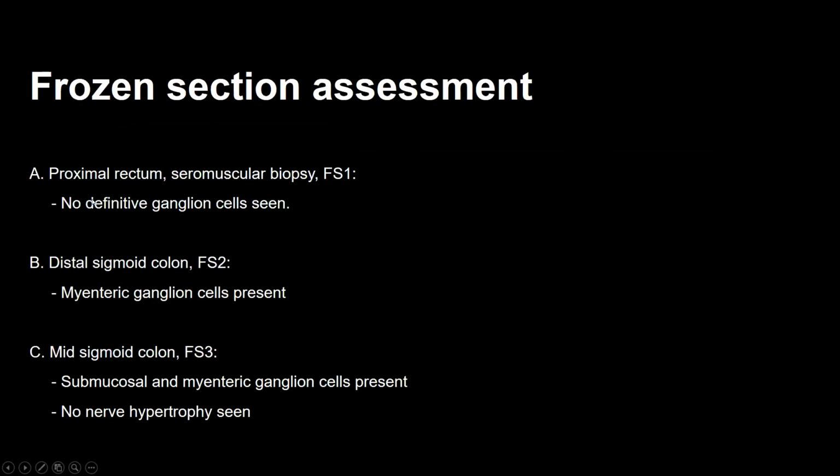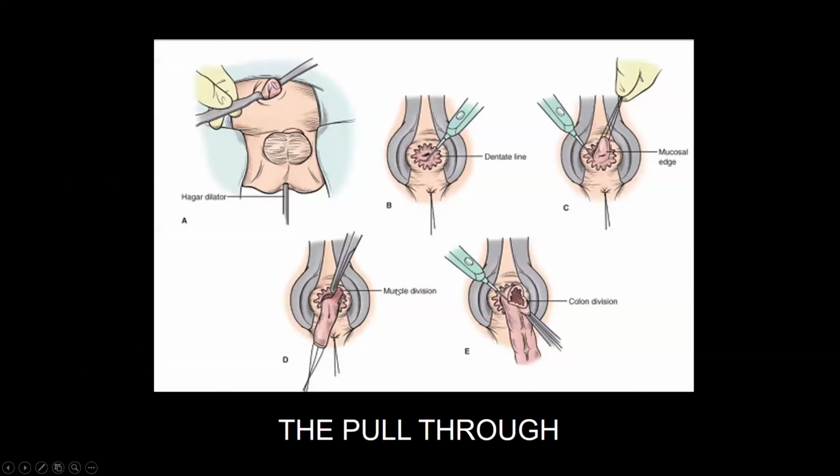So this one, kind of easy. The first biopsy of the proximal rectum, no ganglion cells. Second one, myenteric ganglion cells present because this was a seromuscular biopsy. And the third one, submucosal and myenteric ganglion cells present because this is a full thickness biopsy, and we didn't see any nerve hypertrophy in that full thickness biopsy.